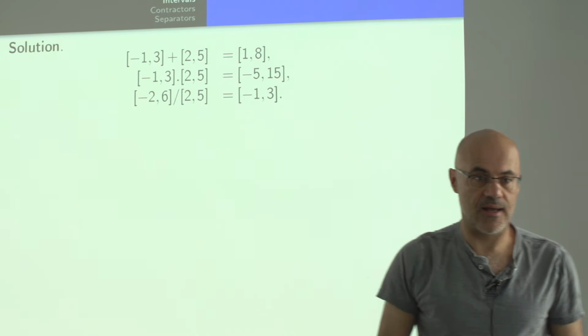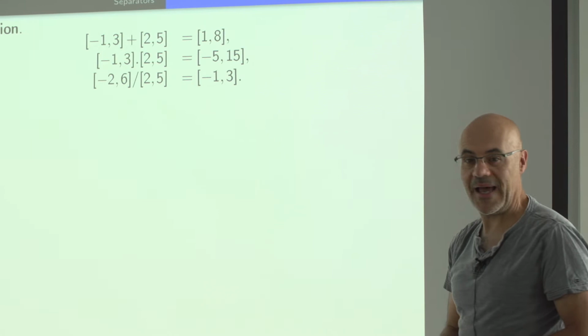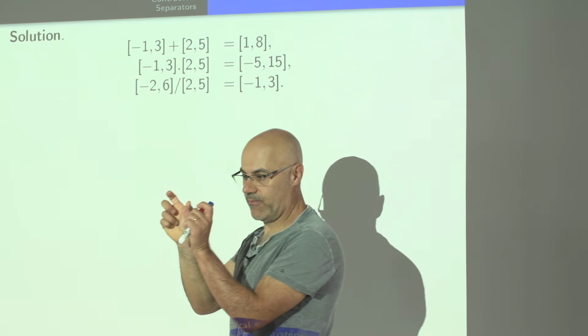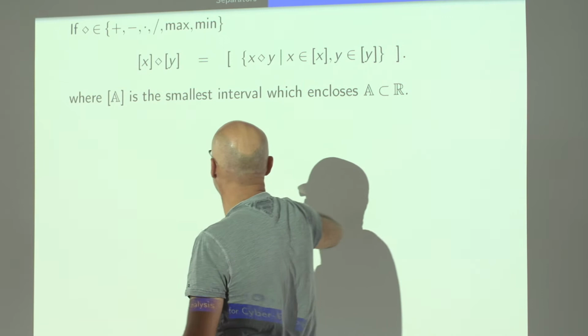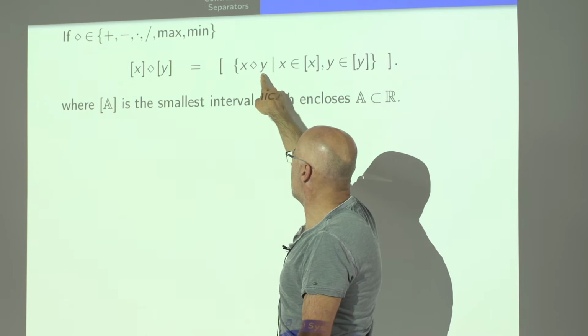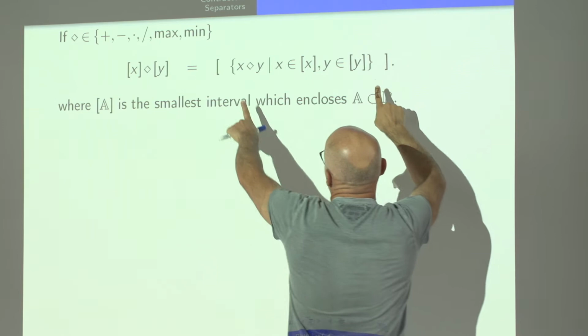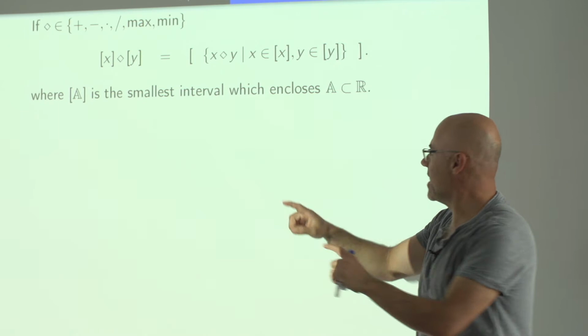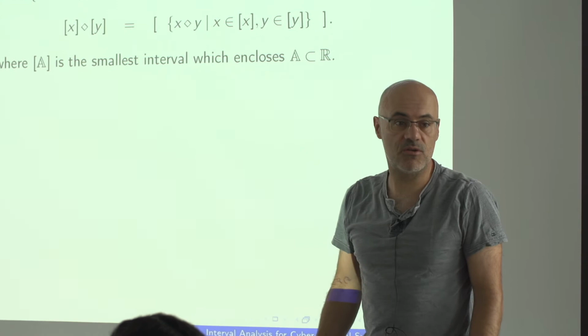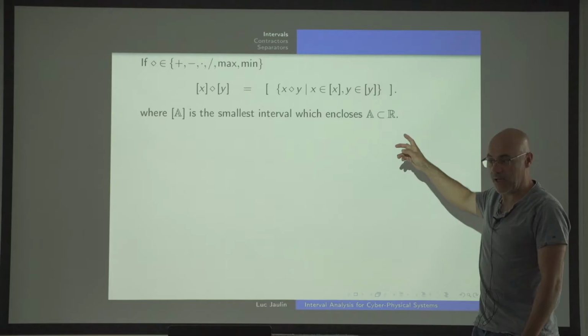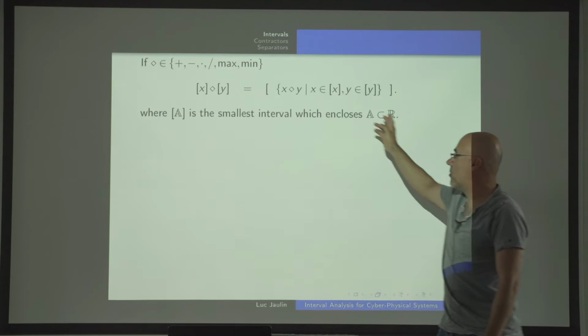I will get the union of two intervals. Because if I have minus 2 here, I contain 0, so I will have two intervals. So what does the definition give here? A operator B, X, Y. I take all possibilities for the result of X operator Y when they are inside the interval, and I obtain a set. This set may be discontinuous. So in this case, I take the smallest interval which encloses this set. And this is how I define an interval arithmetic operation. I want it to be closed: if I make the operation between two intervals, I still obtain an interval.